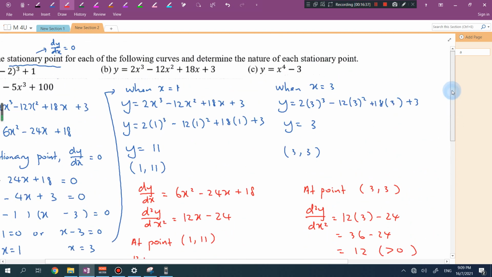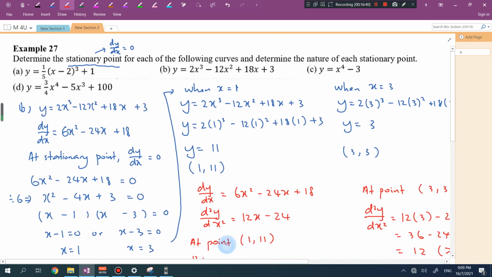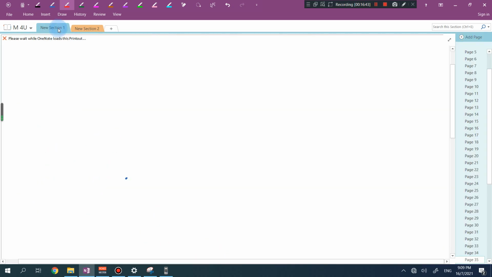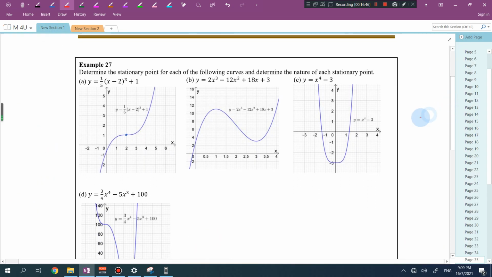Okay, so this is the way we find the stationary points and determine their nature. If you want to see, the graph will be like this. (1, 11) is a maximum point, right? To be more accurate, it should be called a local maximum, but your textbook uses maximum point, so it's okay. We can just call this the maximum point, and this is a local minimum or minimum point. This is (3, 3).